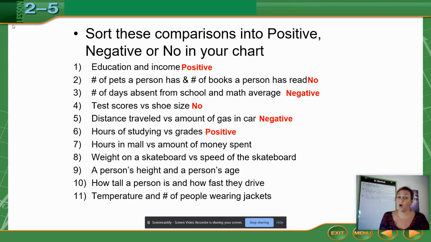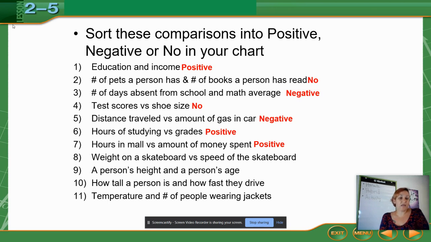Hours spent in the mall and the amount of money that you've spent. So the longer you stay in the mall, probably the more money you're going to spend. That's a positive correlation. Now, if I change the wording a little bit, it could be negative. So if I change it to say hours in the mall and how much money is in my pocket, that would be negative. The longer I stay in the mall, the less money I have in my pocket because I'm spending it and it's going away. So pay very close attention to the wording.